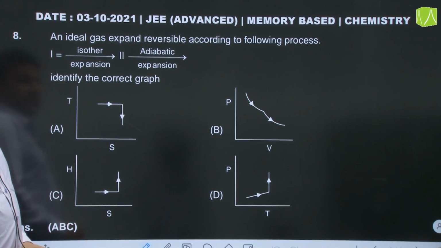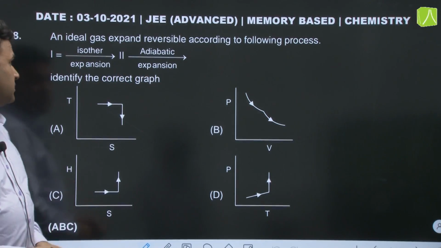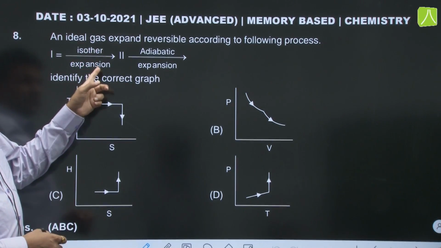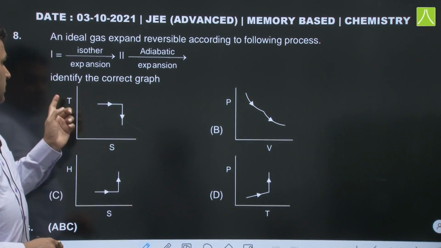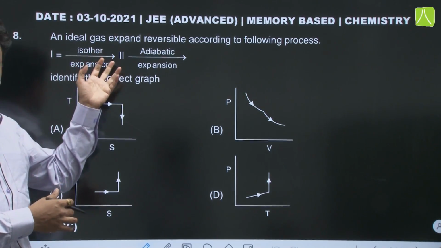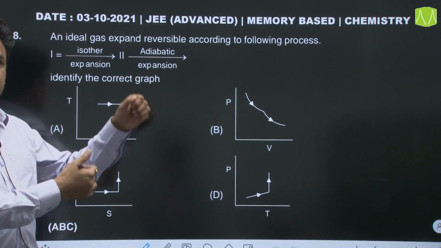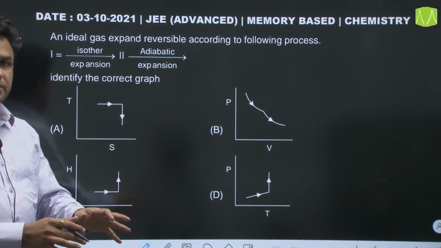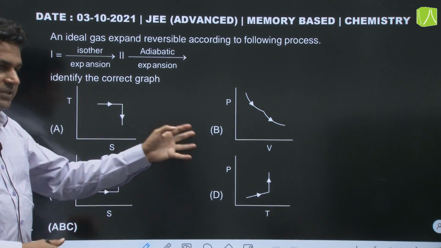The question was, an ideal gas expands reversibly according to the following process. The first process is isothermal expansion, and then second is adiabatic expansion. Then identify the correct graph. Isothermal means temperature is going to remain constant, and reversible adiabatic is also known as isoentropic process. So if we know these two facts, then we can easily identify which of the following graphs is correct here.